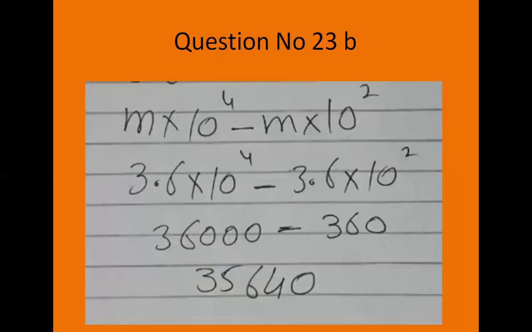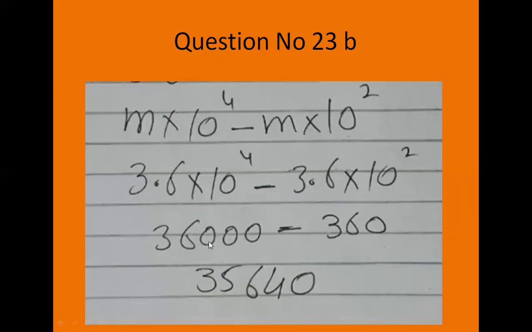Okay, the main question was, what is the value of m to the power 4 minus m to the power 2? So I now know that the m value is 3.6. And that is 3.6 into 10 to the power 4 minus 3.6 into 10 to the power 2. So when you multiply this, the decimal has moved 4 steps to the right. So it has 1, 2, 3, 4.